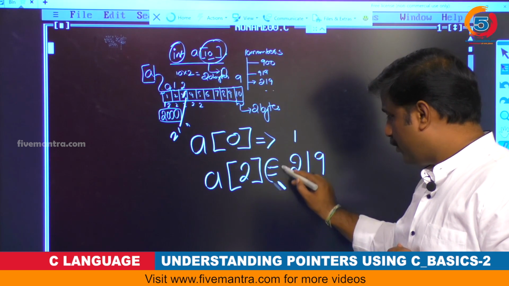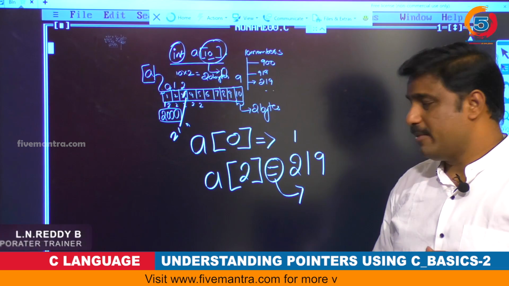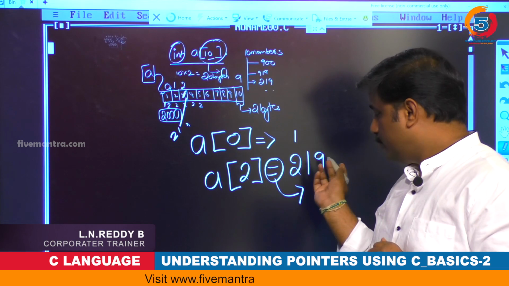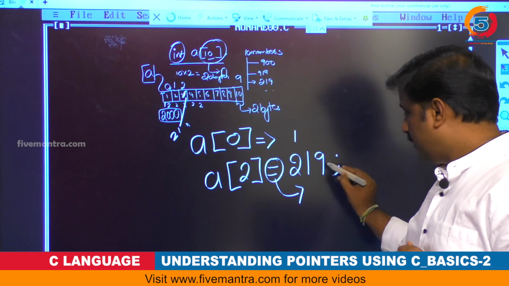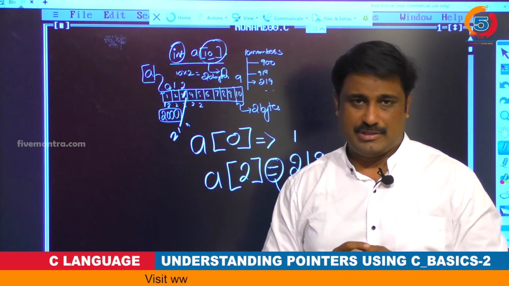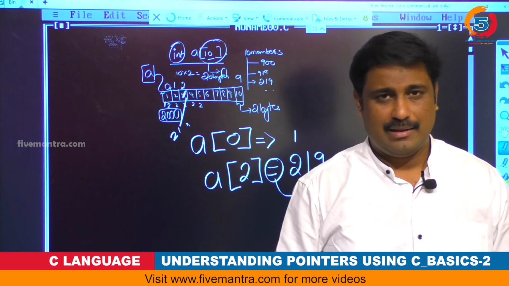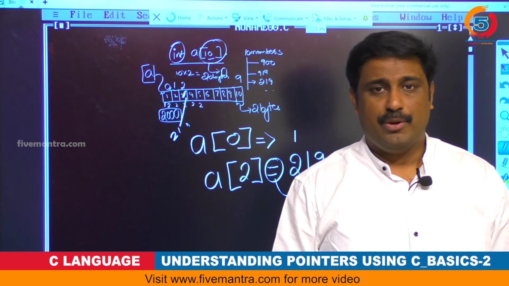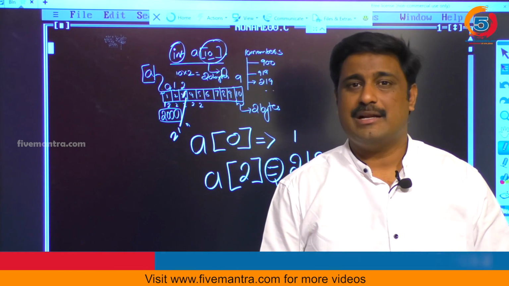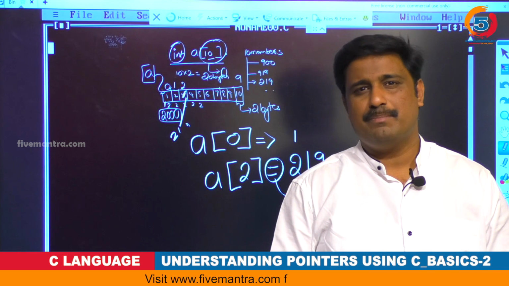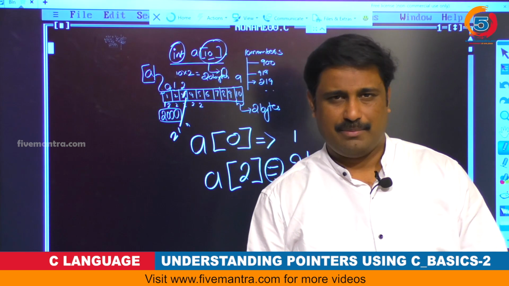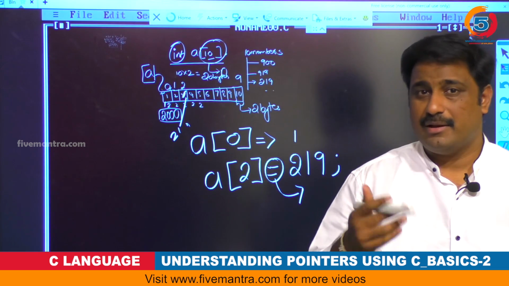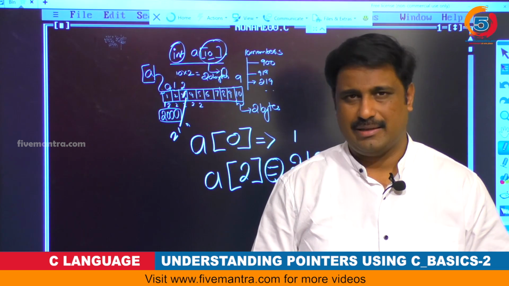This is the simple assignment operator. A of 0 will retrieve the 1, and a of 2 will equal 219. If you write that, what will happen? 219 will be copied into this. Like that I can manipulate and retrieve the data. With the help of the index value, there is no need to change anything. It is a simple enumerated type: each block will be enumerated, meaning numbers will be assigned automatically.